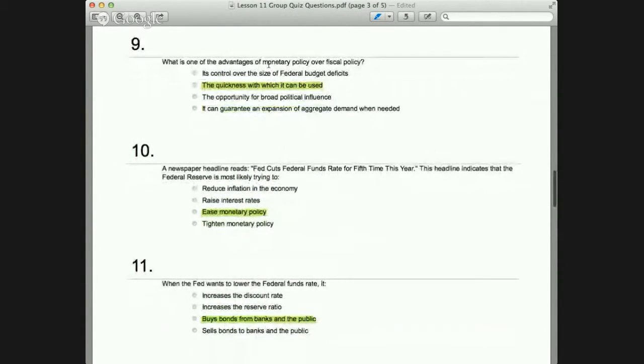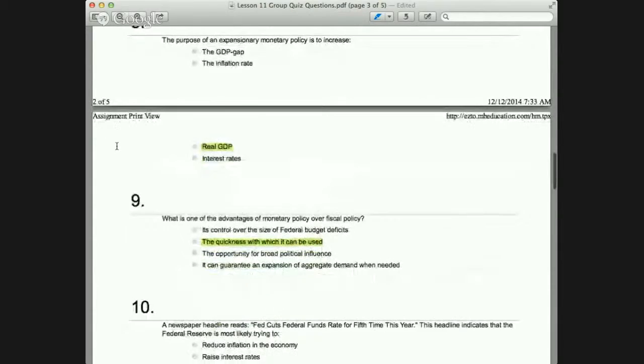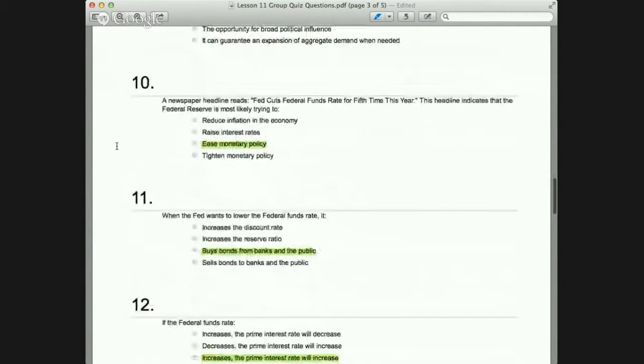9 says, what is one of the advantages of monetary policy over fiscal policy? And I put the quickness with which it can be used. Yeah, same here. What was number 8 again that you said? 8 is real GDP. Yeah, okay, yeah. I had that as well.